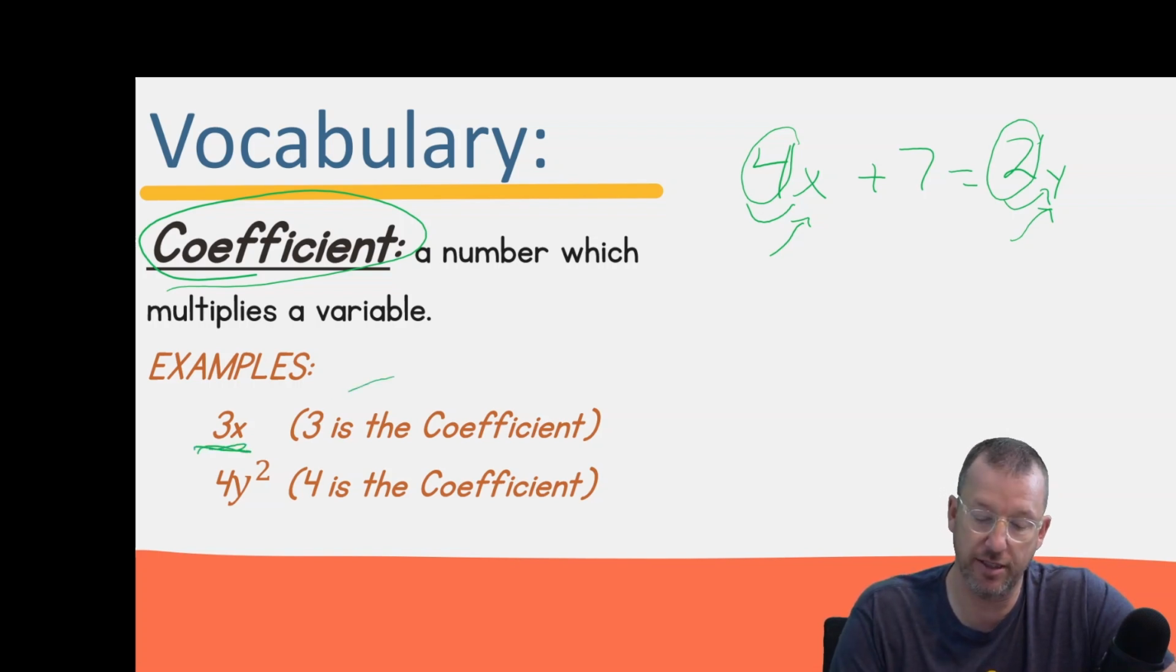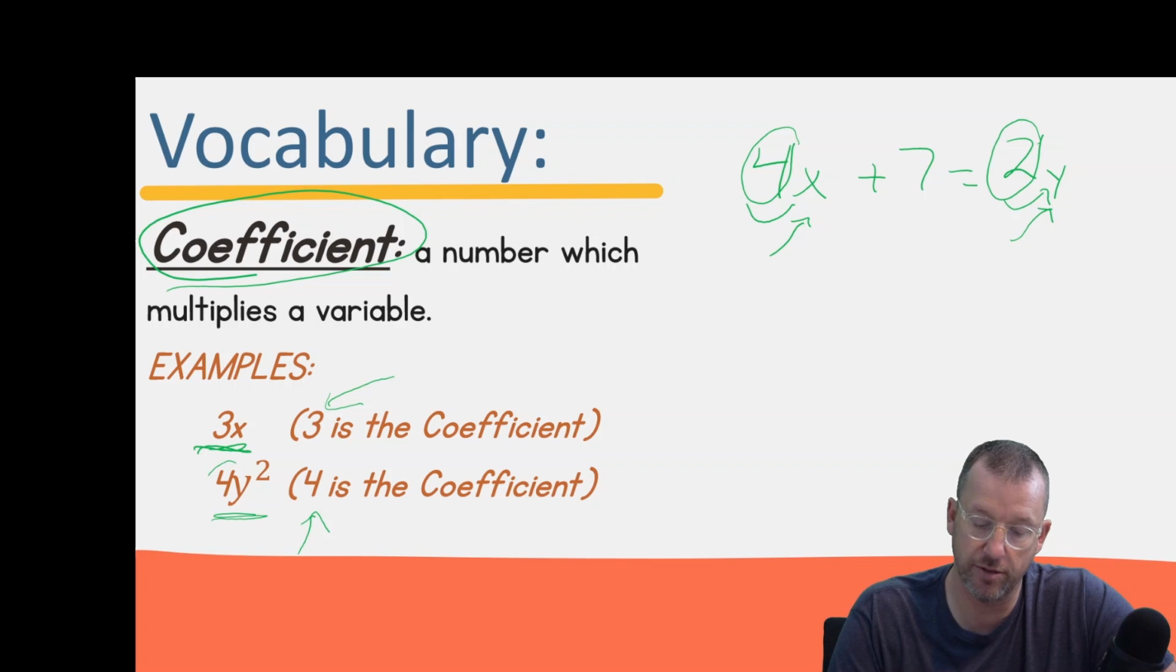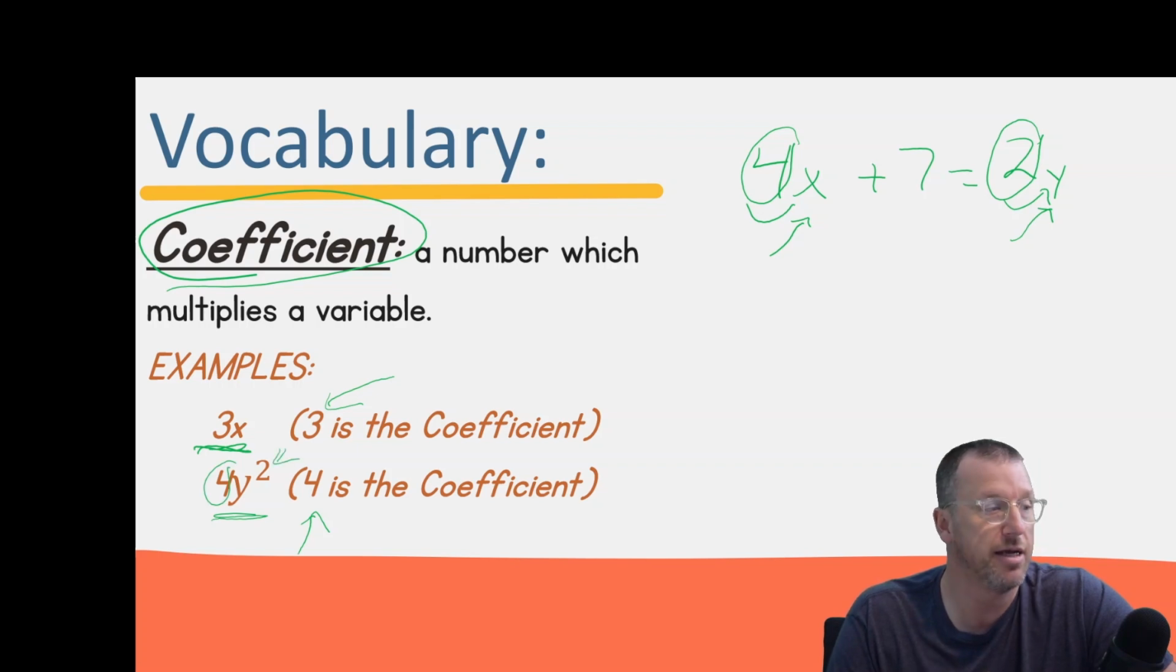What's the coefficient? It's 3 because it's multiplying a variable. Here we got 4y squared. What's the coefficient? It's 4. Not the 2, because that's squaring. That's not multiplying the variable. The 4 is multiplying the variable.